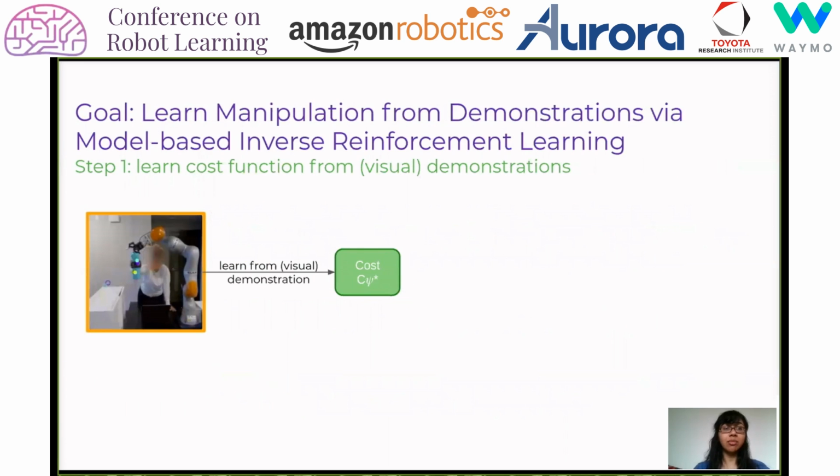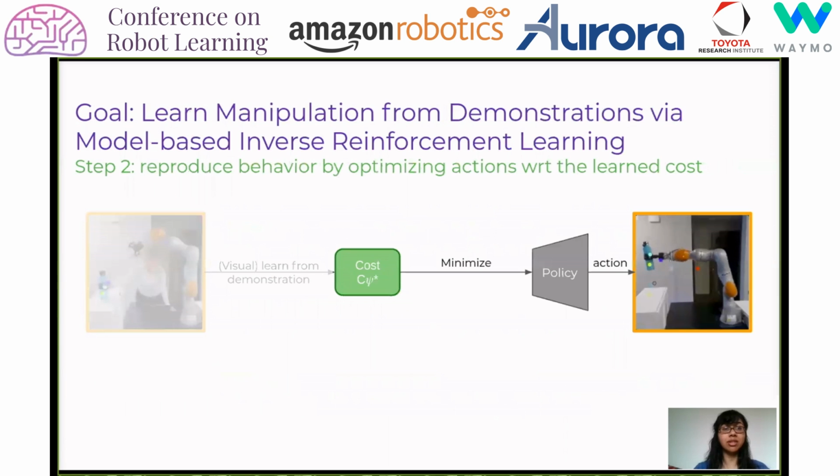As mentioned, we want to learn manipulation from visual demos. Our pipeline for solving this process has two steps. One, learn a cost function from the visual demo. And two, reproduce the demonstrated behavior by optimizing actions with respect to the learned cost. We first examine the second part of this pipeline, that is the visual MVC framework.